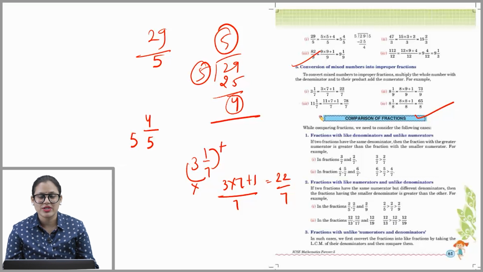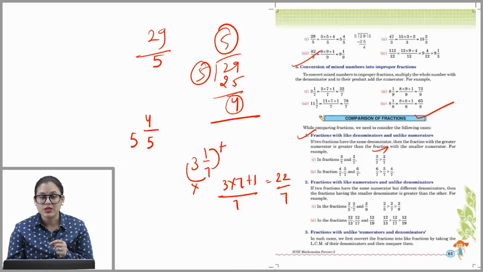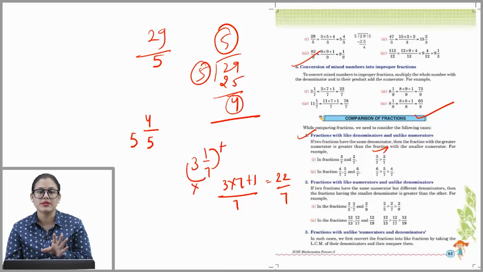Next, comparison of fractions. While comparing fractions, we need to consider the following cases. Number 1, fractions with like denominators and unlike numerators. If two fractions have the same denominator, then the fraction with the greater numerator is greater than the fraction with the smaller numerator. For example, in 3 by 7 and 2 by 7, which one is greater? 3 by 7, right?